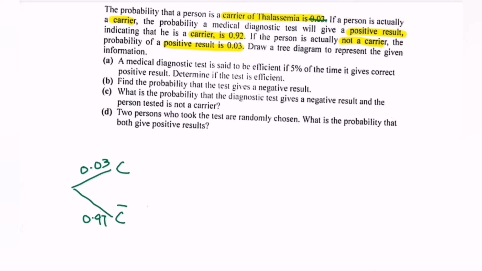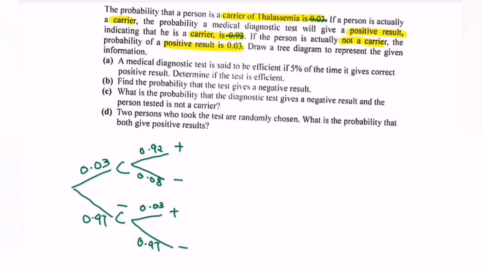Next, they said if a person is actually a carrier, the probability that the medical diagnostic test will give a positive result, indicating that he is a carrier, is 0.92. So at the same time, we will have a negative, so we will have 0.08. If the person is actually not a carrier, we will have the positive result and also the negative result. Referring to the situation, they said not a carrier and have a positive result is 0.03. So the other one will be 0.97.